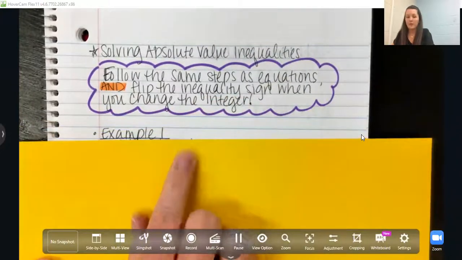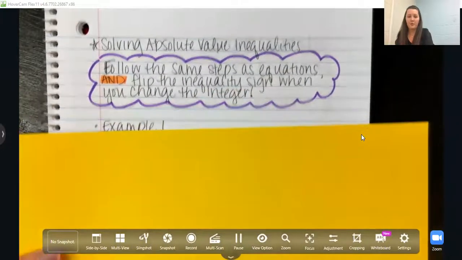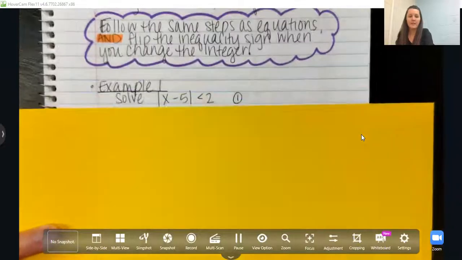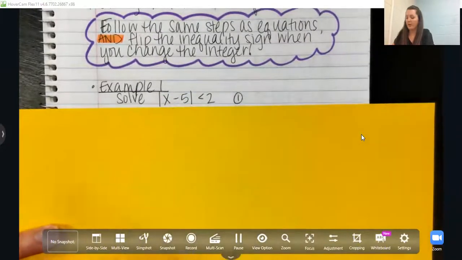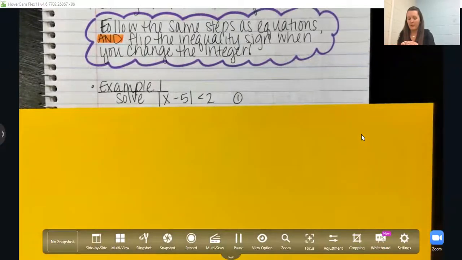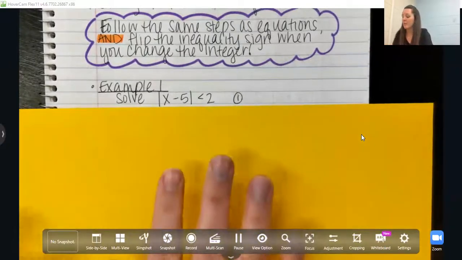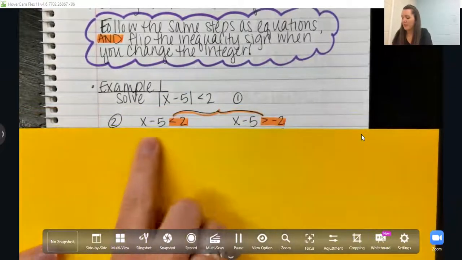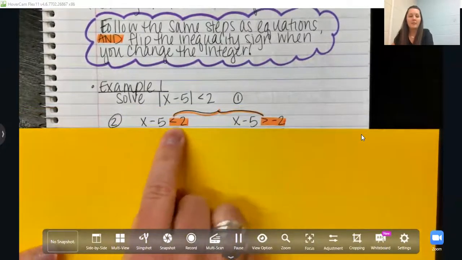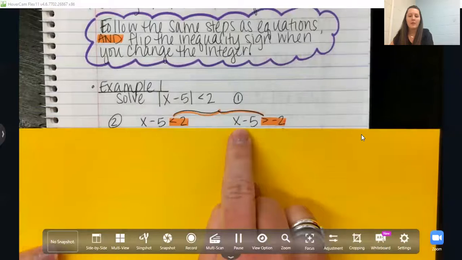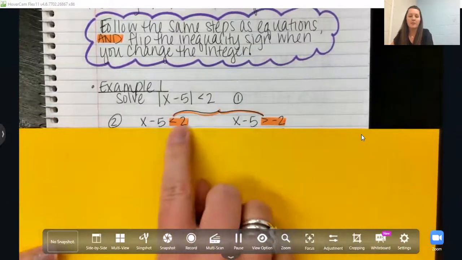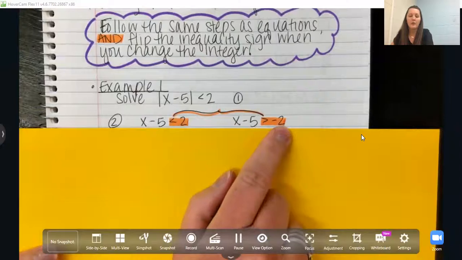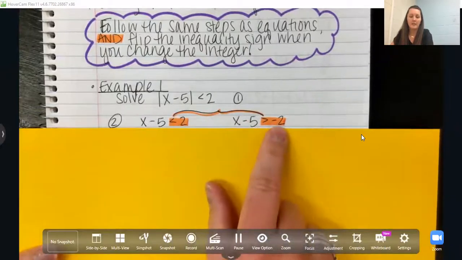So let's look at an example. We'll go through these together. First we want to isolate our absolute value bars, which here they're already isolated, so that's good. And now we're going to write our two equations. One is going to be for a positive, one is for a negative. So notice here we have x minus 5 is less than 2, or x minus 5 is greater than negative 2. So see how we switched the inequality sign here when we negated the integer.